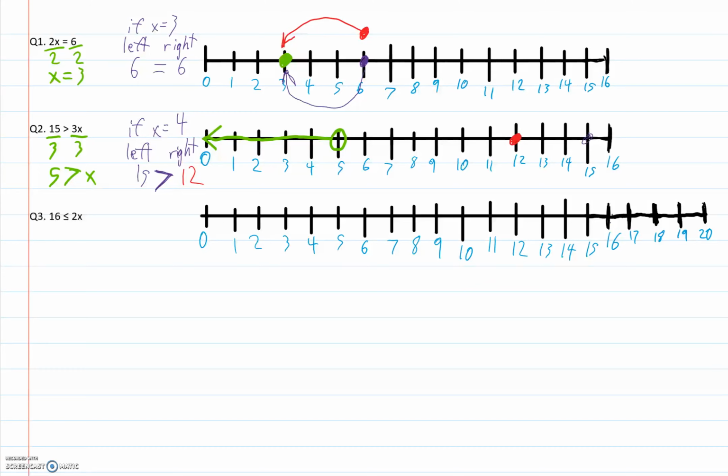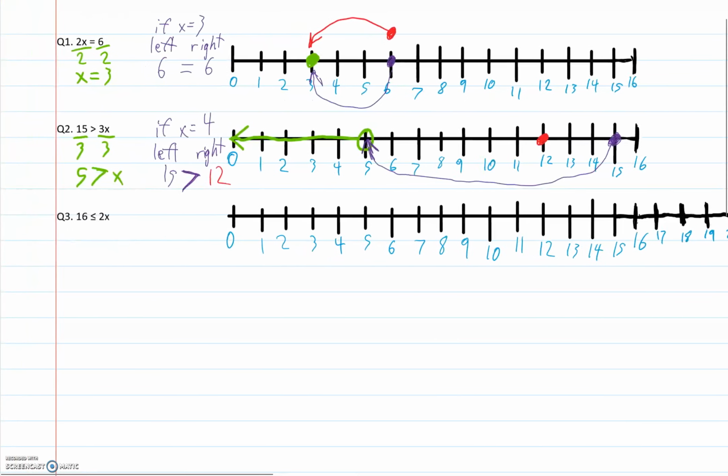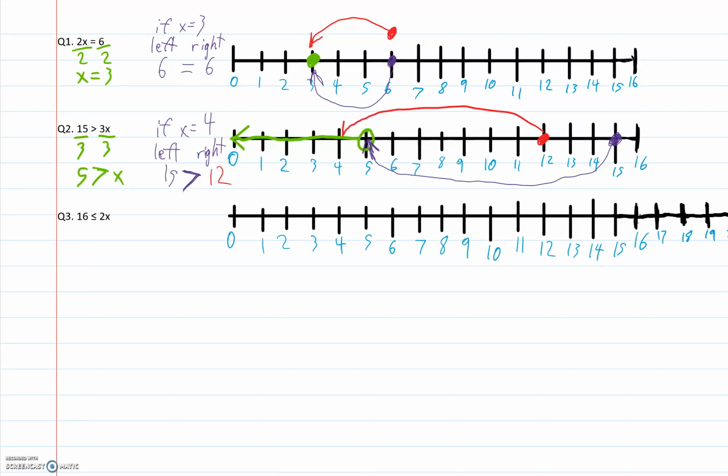15 goes here. And if we divide by 3, like we did before, then 15 goes all the way to 5, and 12 goes all the way to 4. So 5 is still bigger than 4, just like 15 was bigger than 12, and this is still true, right? So it works. So let's try out one more just to double check.